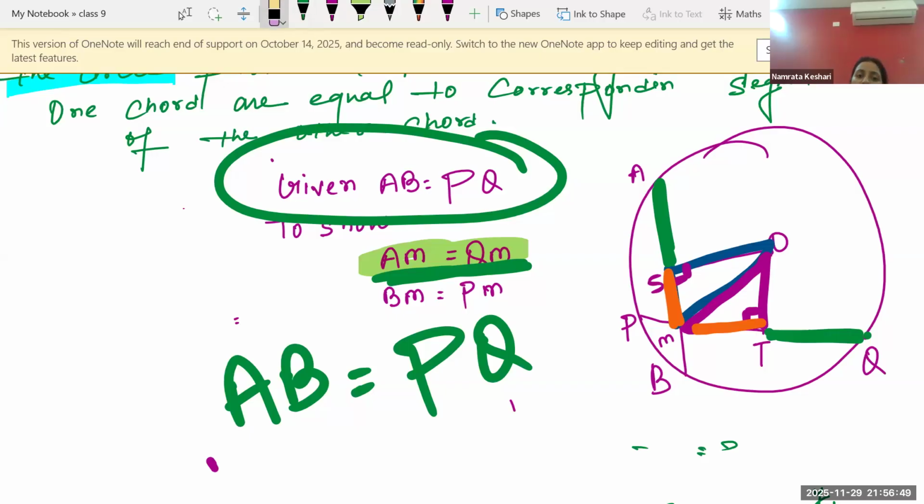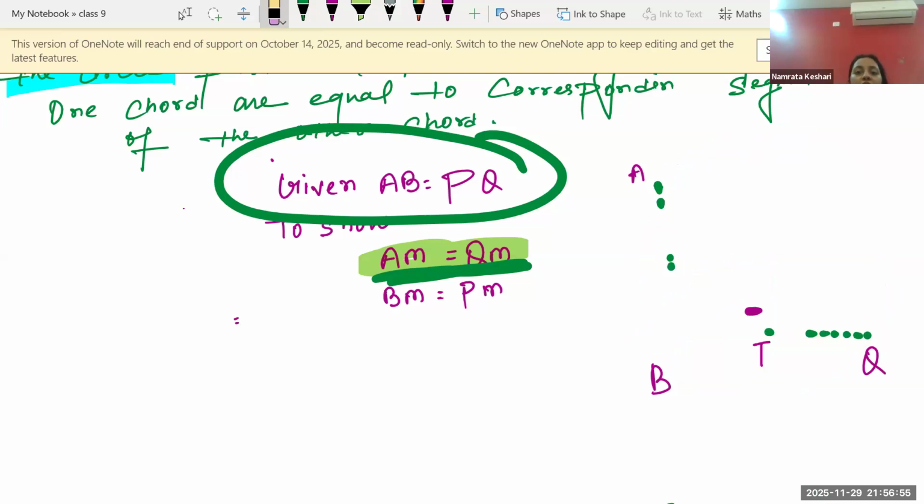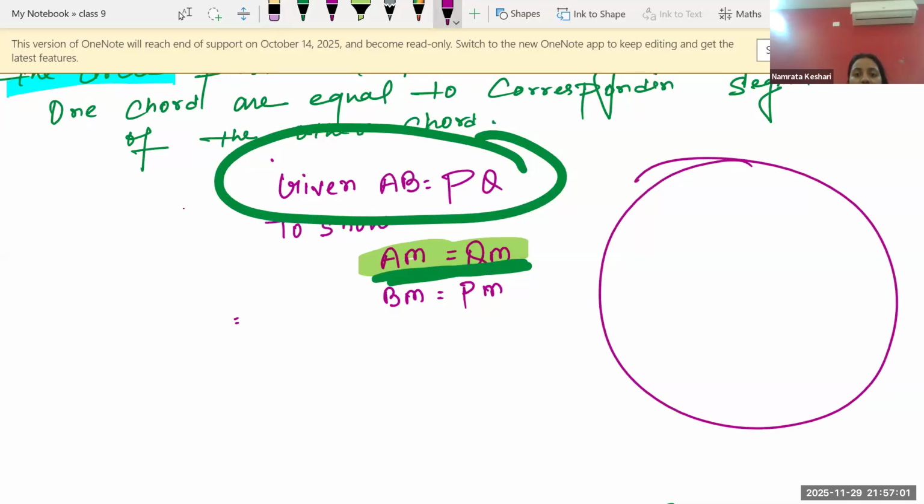So again, I will summarize so that it stays in your mind, and this is how you have to approach it. You are having a circle. There are two chords. These two are not random chords; these are equal chords which are intersecting each other.